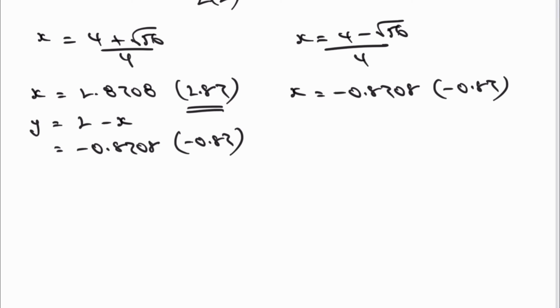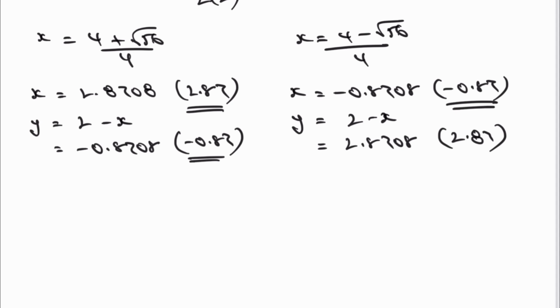So that's my first value of x, and that's my first value of y. And then I'm also going to use y equals 2 minus x on my second solution here, and I'm going to get that y is equal to 2.8708, and again to two decimal places that's 2.87, so that's going to give me my second value of x and my second value of y, and that would be the answer to this particular question.